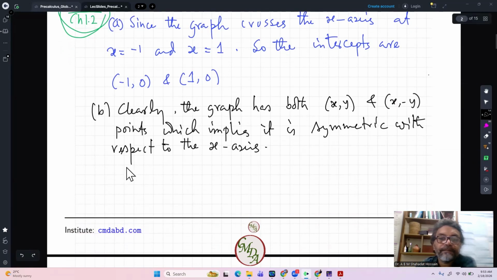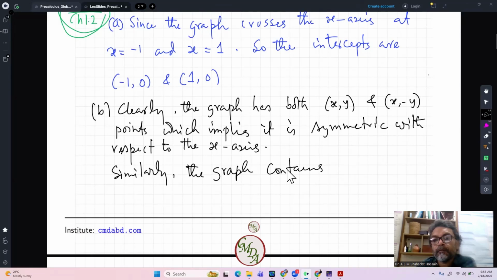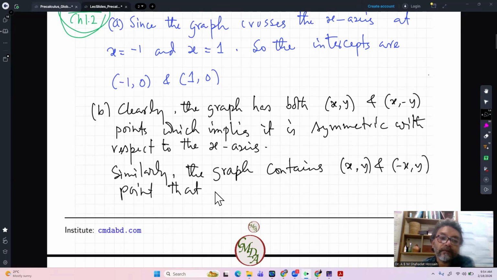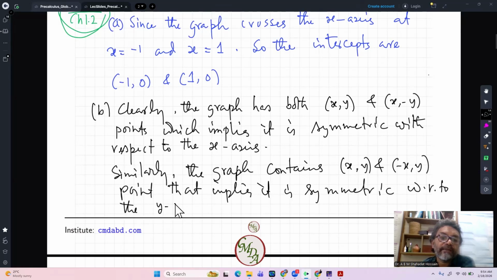Similarly, the graph contains (x, y) and (-x, y) points. That implies it is symmetric with respect to the y-axis.